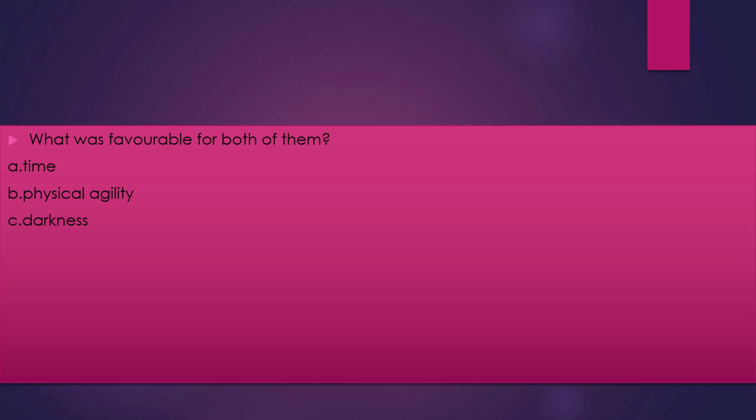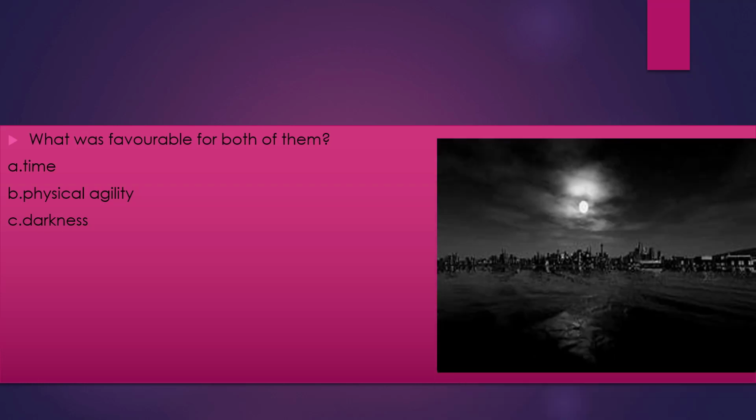What was favorable for both of them? Option A, time. Option B, physical agility. Option C, darkness. As we know that both of them planned to get on the train in the night, so what was most favorable for them? This is a very helpful clue for you. Yes, you're right. It's option C, darkness.